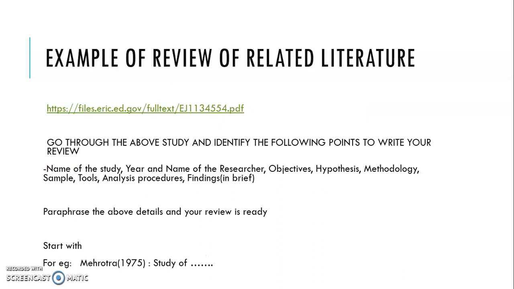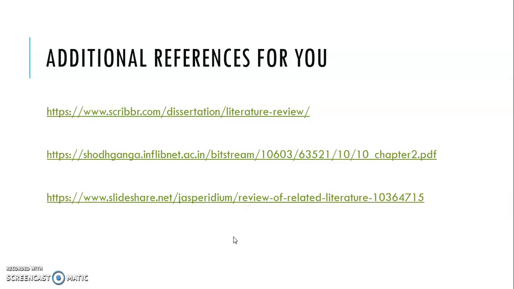Now, this is an example of your review of related literature. Now, remember, when you write your review of related literature, you need to write the name of the study, the year and the name of the researcher, objectives, hypothesis, methodology, sample, tools, analysis procedures. So now these are the additional references.